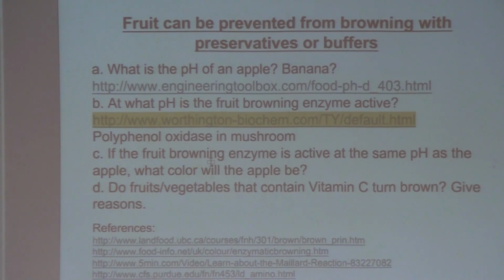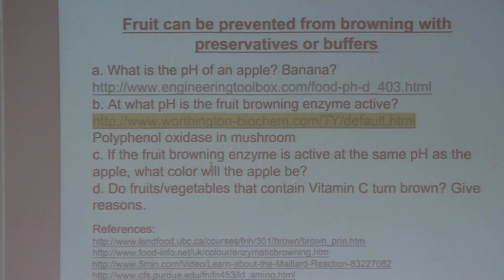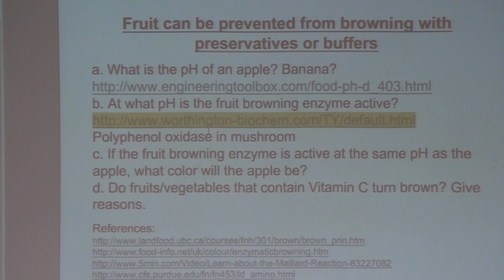Now let's answer this question, because this will help us in the lab when you're using those buffers to see if you can prevent the fruit from turning brown. If the fruit browning enzyme is active at the same pH as the apple, what color will the apple be? Why brown? Yeah, so like Samson says, the apple should be brown because the pH of the apple is the same as the pH of the enzyme, which means the enzyme is working at that pH.